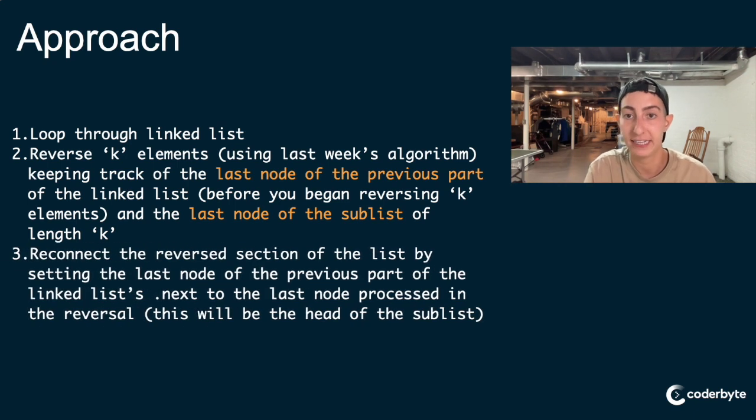After that, we reconnect the reversed section of the list by setting the last node of the previous part of the linked list's next, that's a mouthful, to the last node processed in the reversal, which will be the head of the sublist.